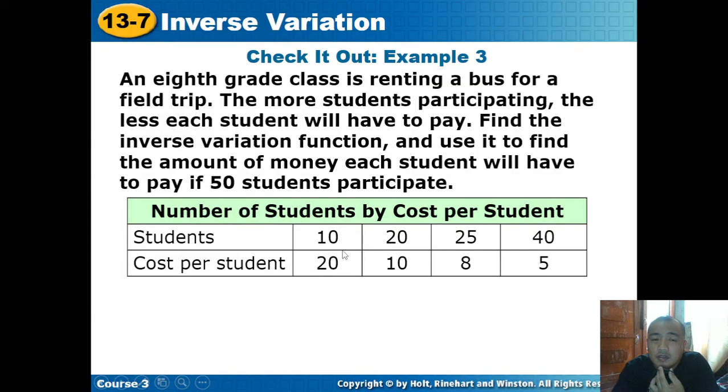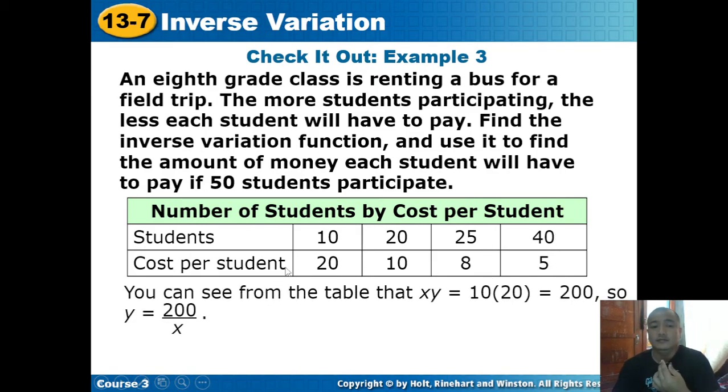For 10 students, 20. For 20 students, just 10. For 25 students, 8 pesos or dollars. For 40 students, 5. So this is an example of an inverse variation. What's the constant? Just multiply x and y. x is students, cost is y. 10 times 20 is 200. 20 times 10 is 200. 25 times 8 is 200. 40 times 5 is 200.